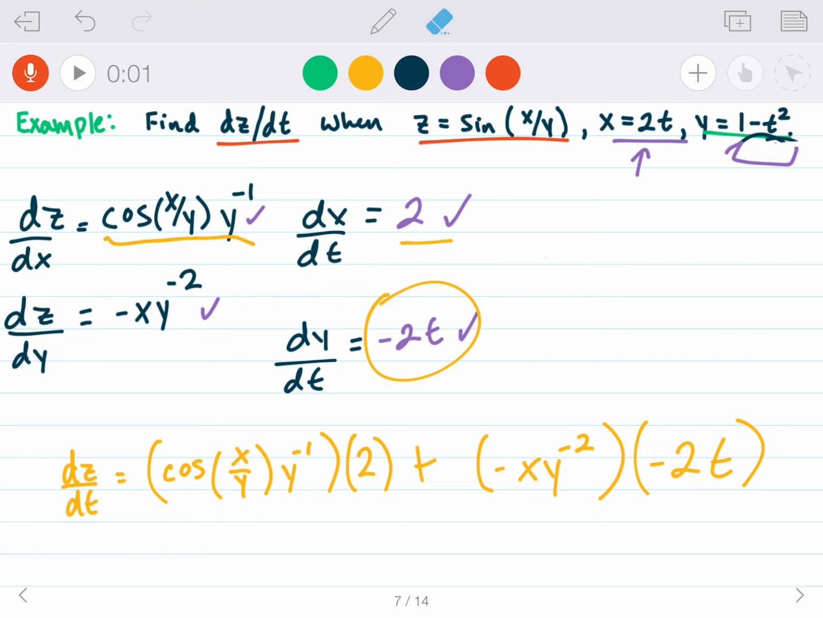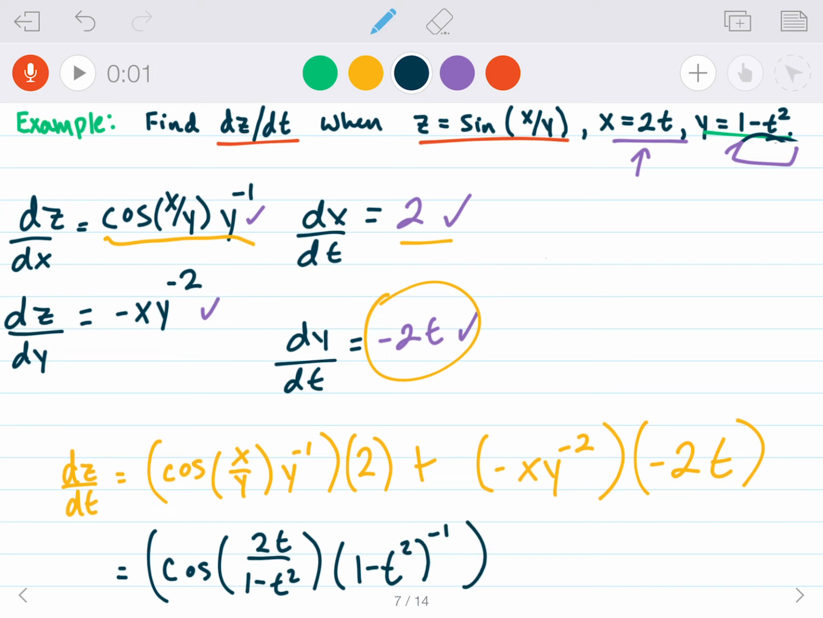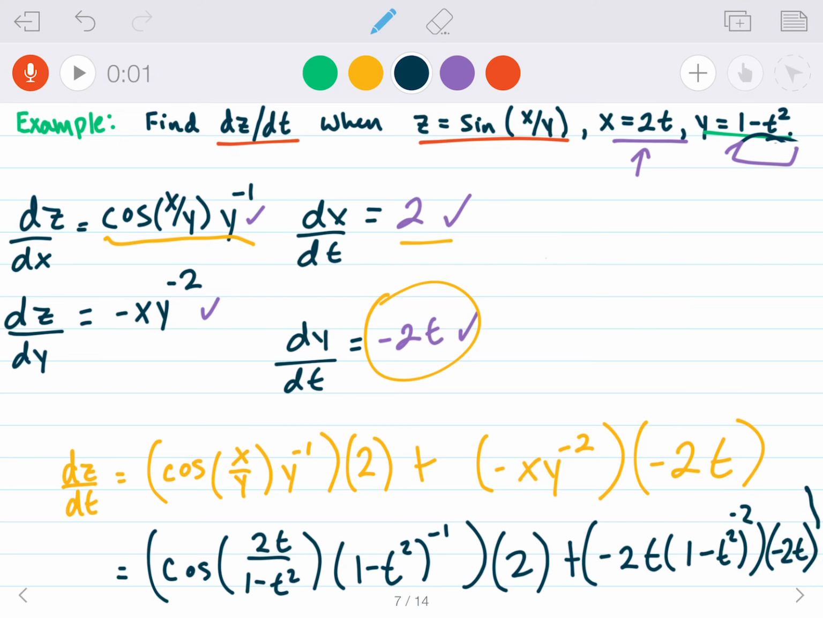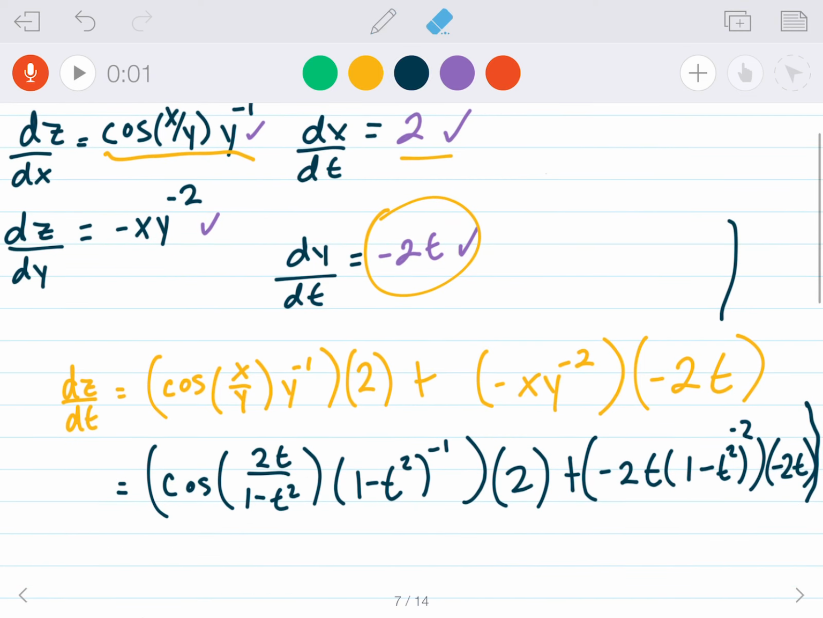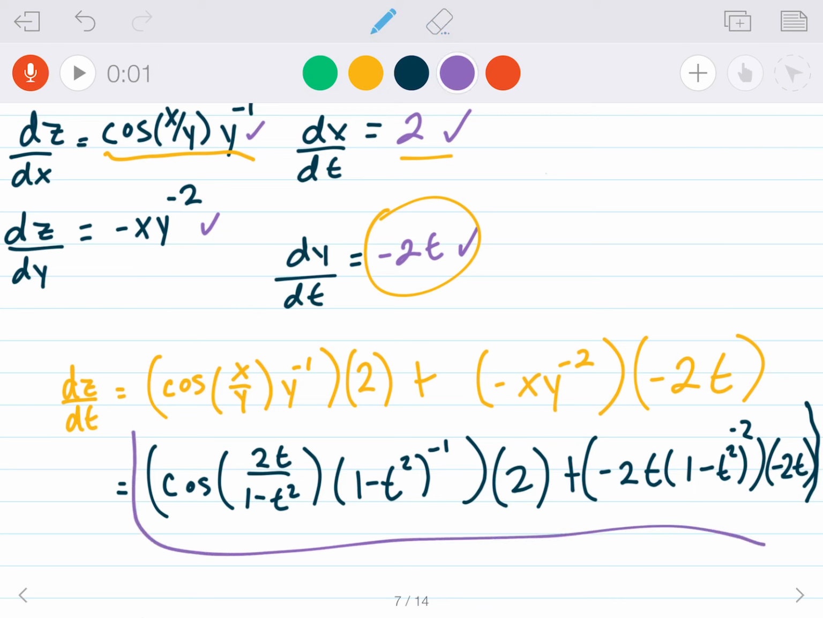Okay, and now I can sub in my x's and y's to get my final answer in terms of t. So I have cosine of x, which is 2t, over y, which is 1 minus t squared, times y to the negative 1, so that's 1 minus t squared to the negative 1, all times 2, plus negative x, so it's negative 2t, times y to the negative 2, times negative 2t. And that is my final answer right here. All of this is dz/dt.